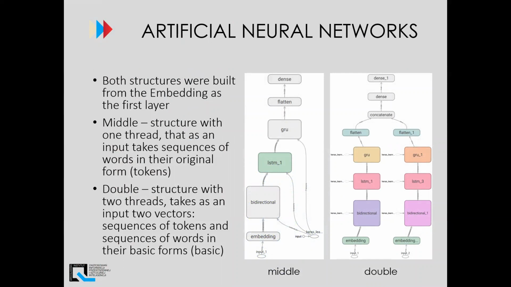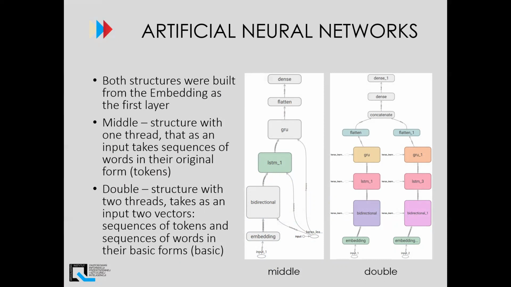We have performed many experiments on different structures of artificial neural networks and finally focused on two of them. The first one assumed that at the input, only the original text will be considered. The structure is on the left of the slide. While the second one on the right takes as an input both original text and the one where each word is transformed to its basic form. Let me refer to the first one as a single one and the second one as a double one.